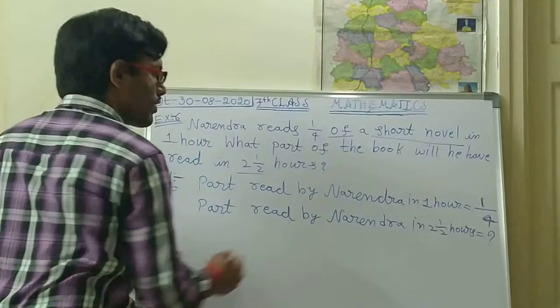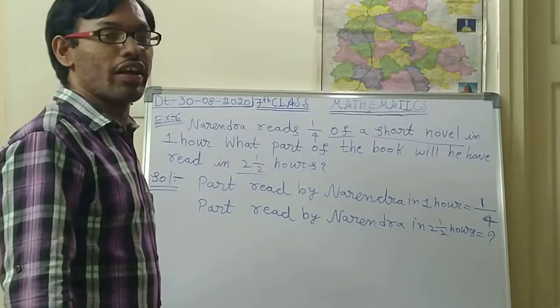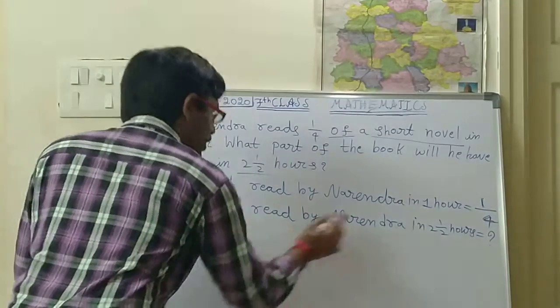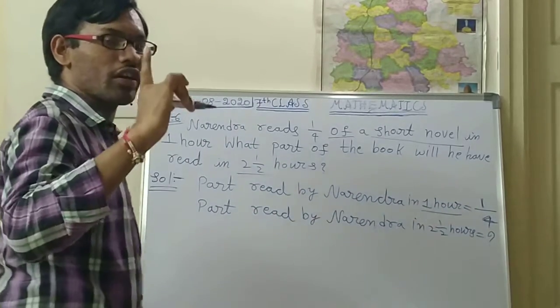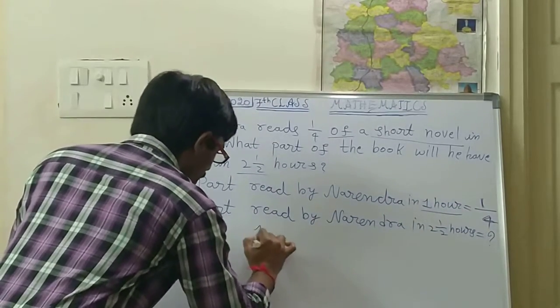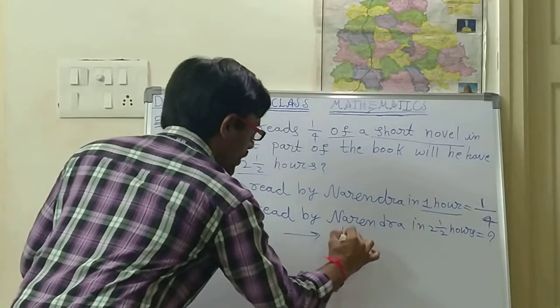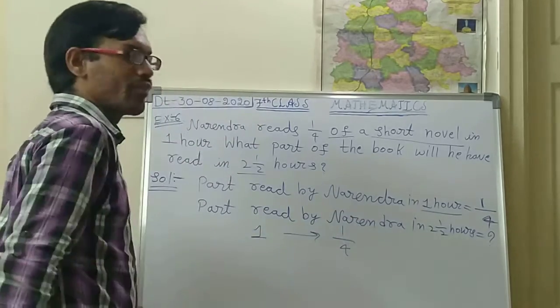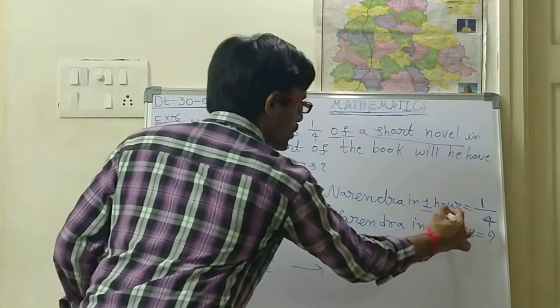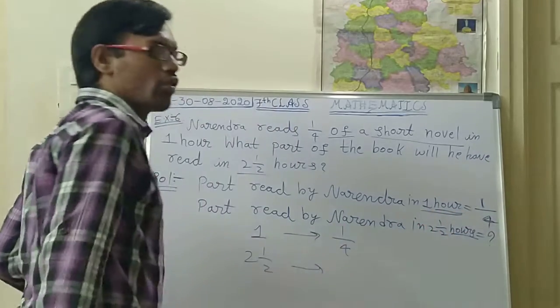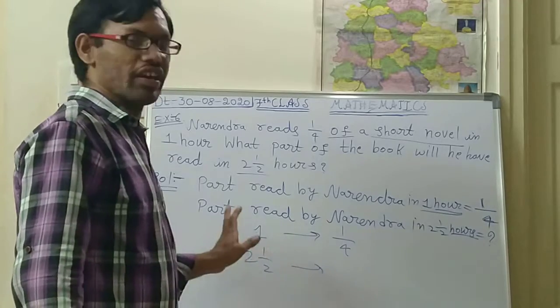Now you should take it as a unitary method. So what is the unitary method? This is given in 1 hour, that means in a quantity of 1. So in 1 hour, how much part has he read? 1 by 4 part. So in the 2.5 hours. Both are in hours only, so no need to change anything.